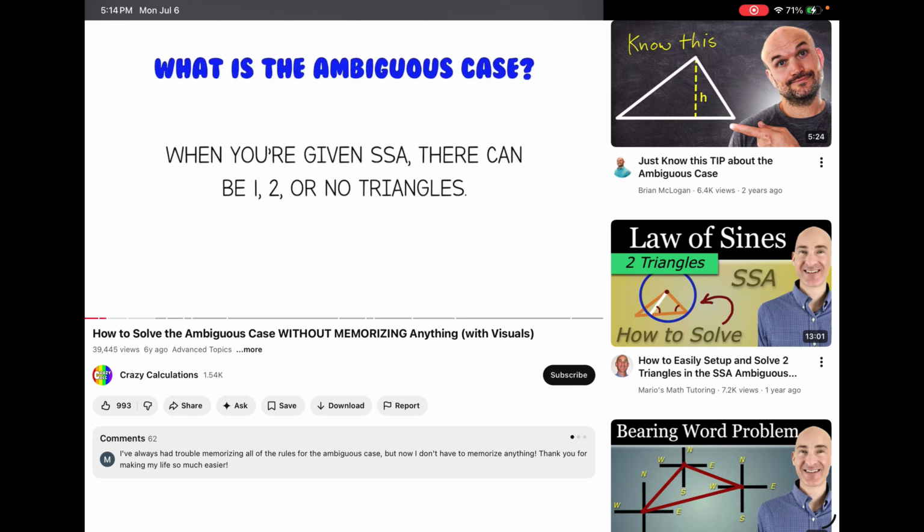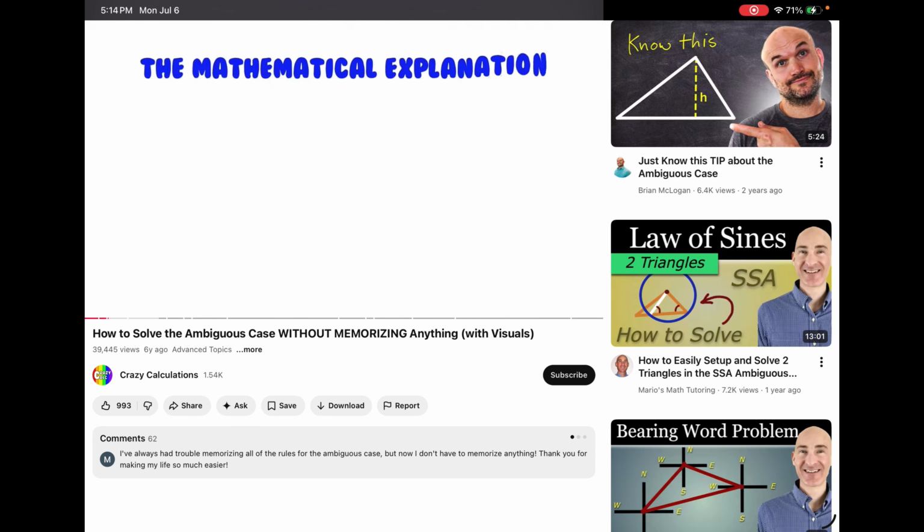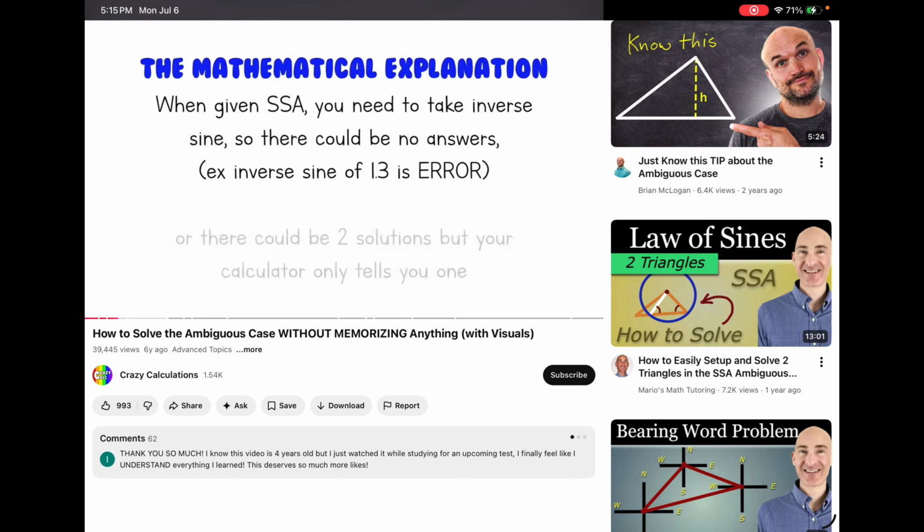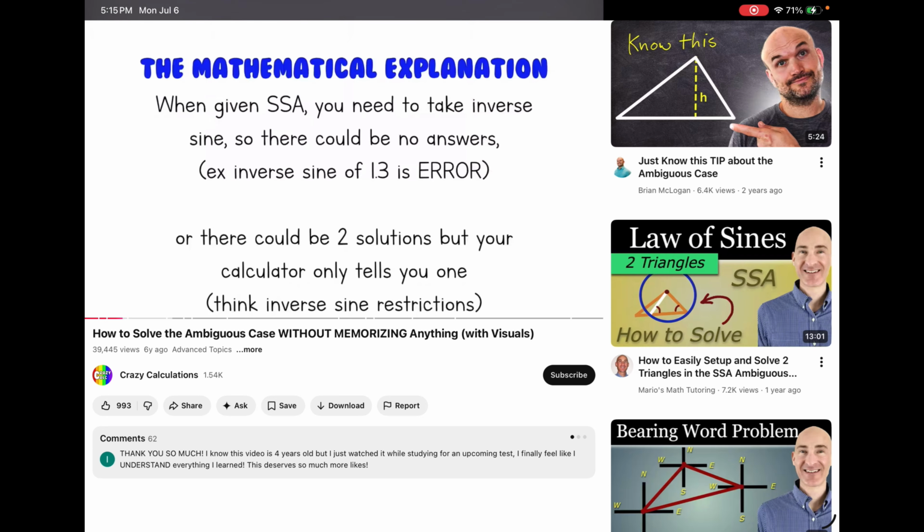And why does this happen? The mathematical explanation is that when you're given SSA, you will use law of sines to find another angle, and to do that, you'll use inverse sine. And when you take inverse sine, there could be no answers. For example, if you take the inverse sine of 1.3, your calculator will tell you error because sine has to be less than or equal to 1. Or there could also be 2 solutions, but your calculator only tells you 1. Think about the inverse sine restrictions that you might know about. Your calculator will only give you an angle between 90 and negative 90 degrees, so if there's another solution, your calculator won't tell you that.